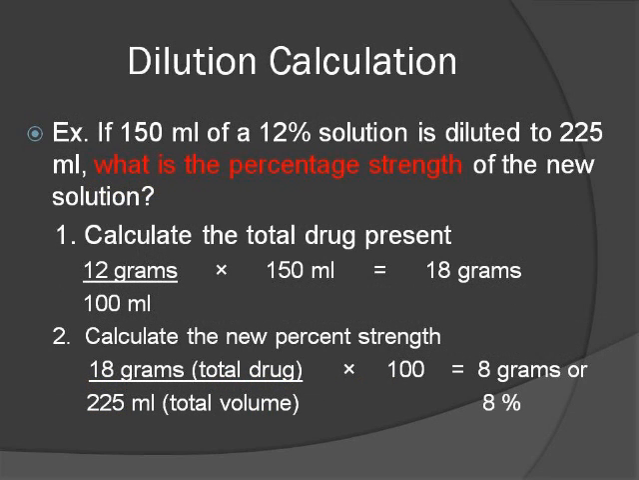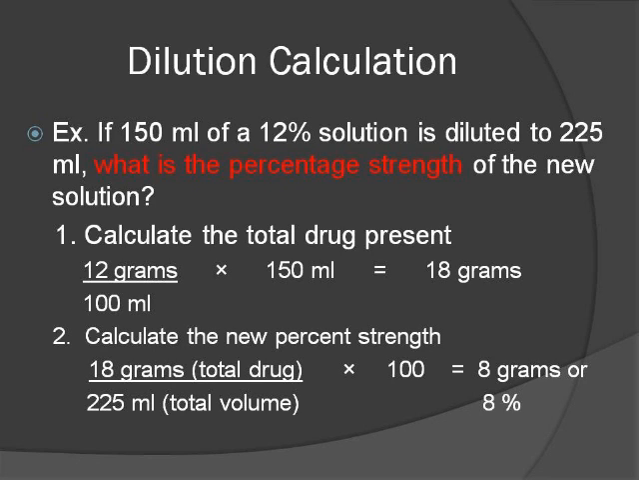If 150 milliliters of a 12% solution is diluted to 225 mLs, what is the percent strength of the new solution? Notice a few things there. One, we're being asked for the percent strength of the new solution. And secondly, you notice the word diluted. So we're not going to be adding volumes. We'll just be working with the final 225 milliliters.